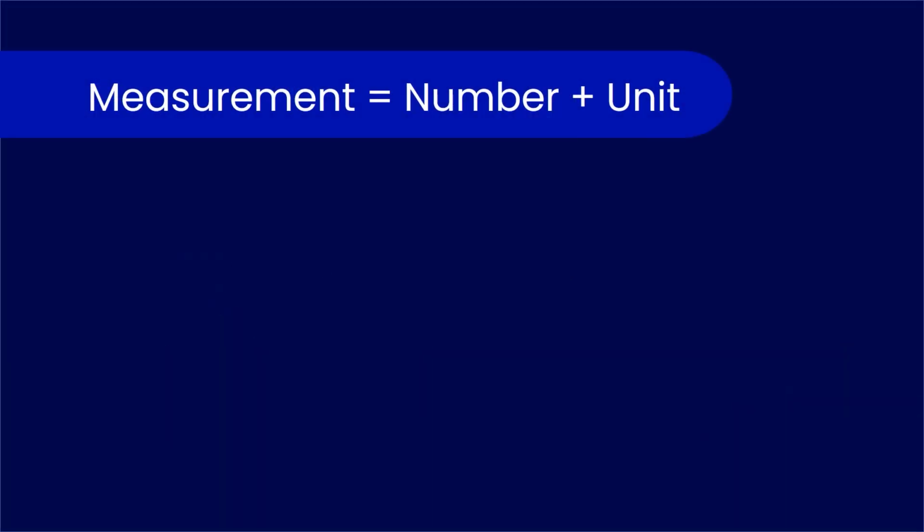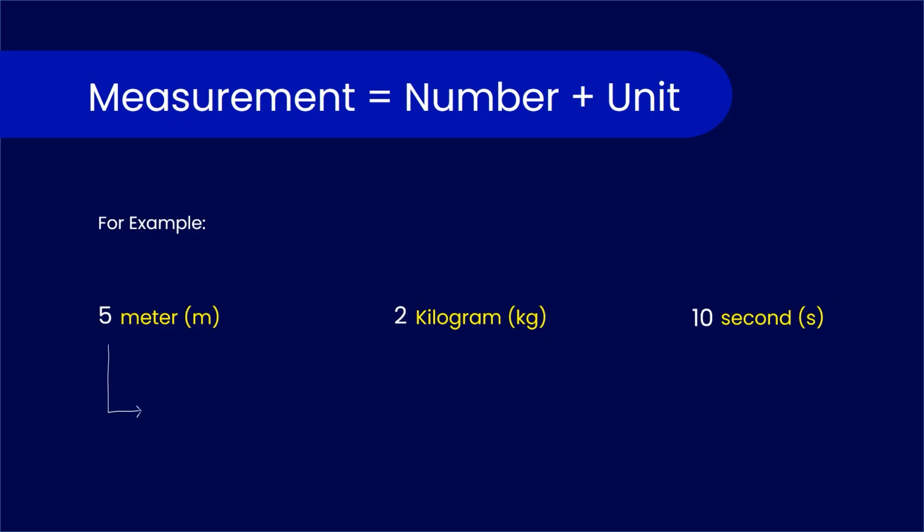Every measurement has two parts, a number and a unit. For example, in 5 meters, 2 kilograms, 10 seconds, 5 is the numerical value and meter is the unit. Units help us understand exactly what is being measured.